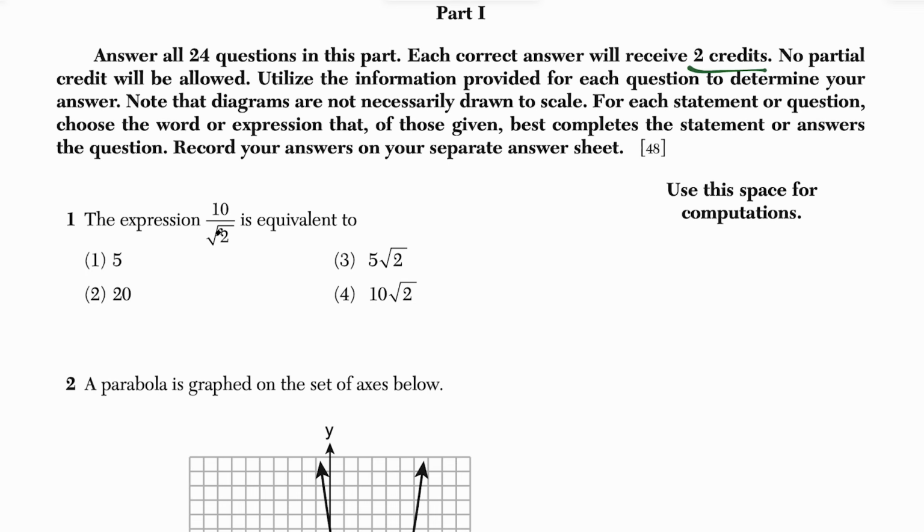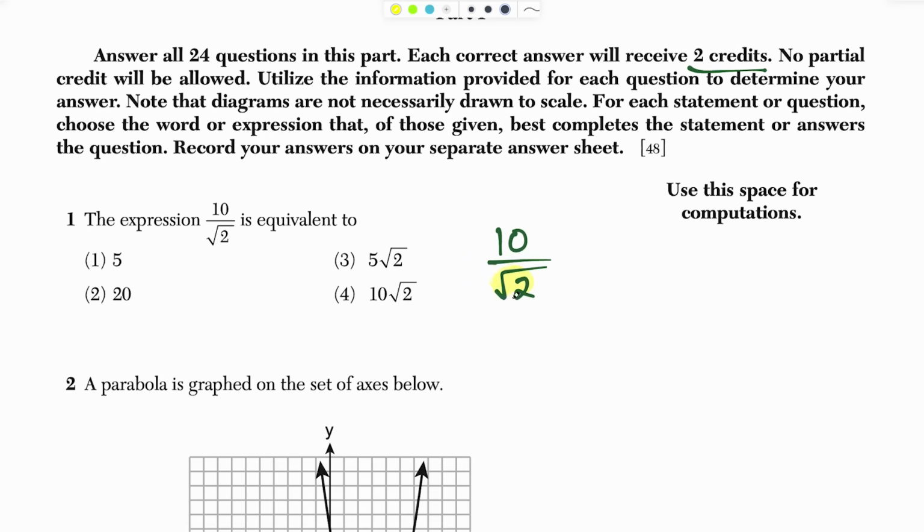Question 1, the expression 10 over square root 2 is equivalent to, and we have these 4 options to choose from. So for this one, I'm going to show how to do this the algebraic way first, and then I'll show how to use the calculator. So we have 10 over square root 2, and for this we are rationalizing the denominator because right now square root 2 is an irrational number.